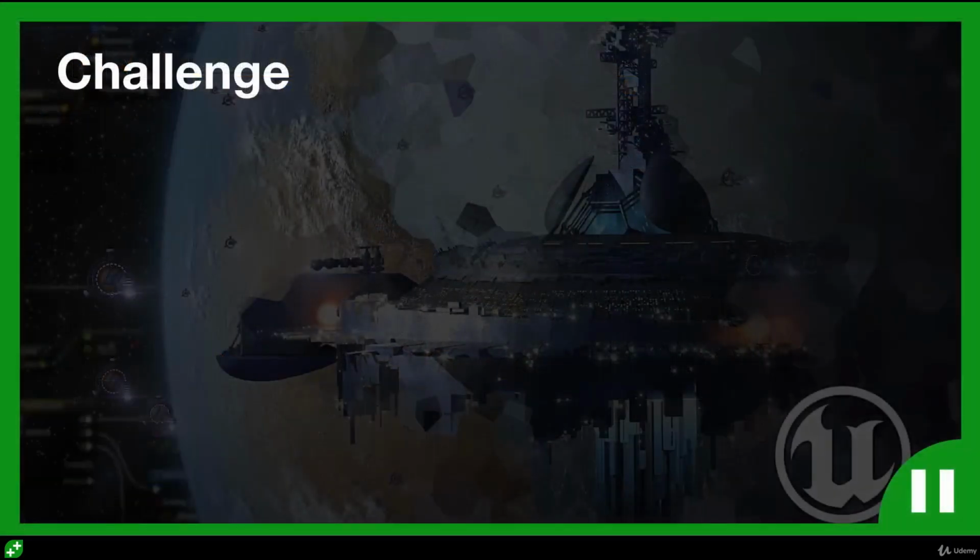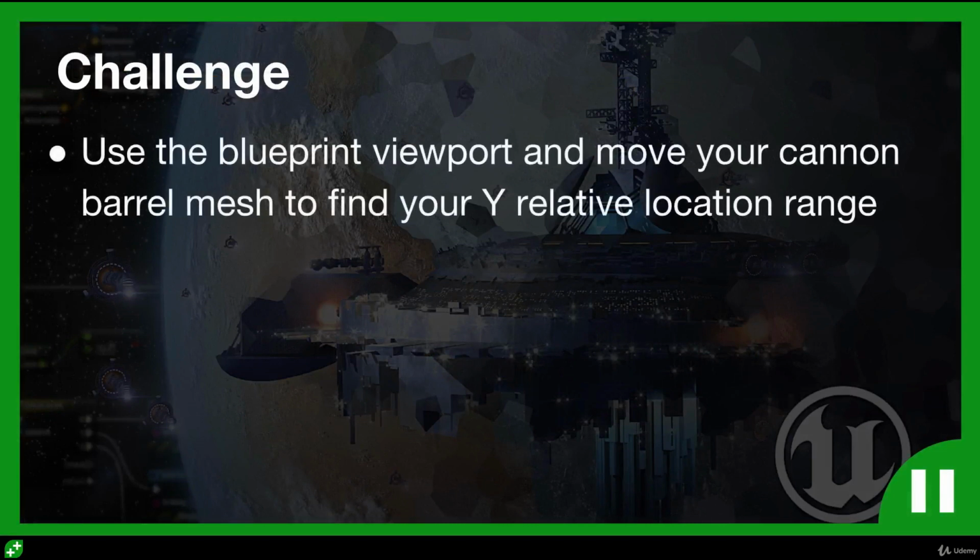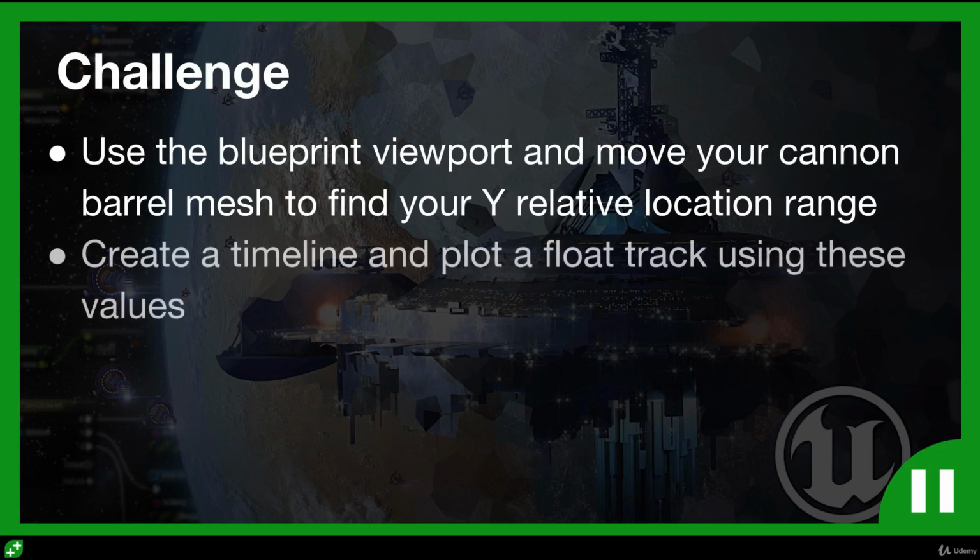So right now I have a challenge for you. Use the blueprint's viewport and move your cannon barrel mesh to find your Y relative location range, just like I did a few moments ago. We can use these values to plot a timeline. So the next part of this challenge will be to create a timeline and plot a float track for translating your cannon barrel mesh. So pause here and give this challenge a go, and then in a moment we can continue on animating our cannon.